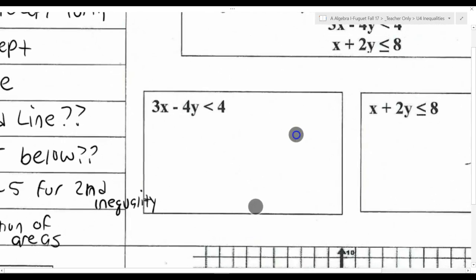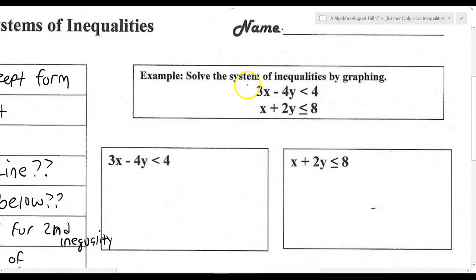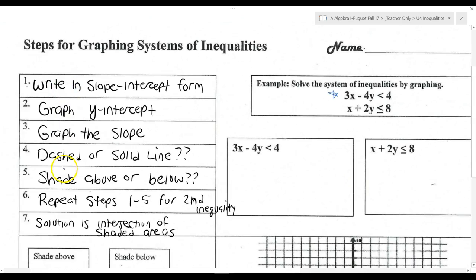So let's take a look at our first one. These are the 2 inequalities they gave us to solve the system by graphing. The first one we're going to look at is 3x minus 4y is less than 4. Here are the steps on the left-hand side. Step 1 says write in slope-intercept form, which basically means I need to get this y term by itself. This is a 2-step process. The first thing I want to do is move the 3x over to the other side since it's being added to the 4y. So I'm left with negative 4y is less than.